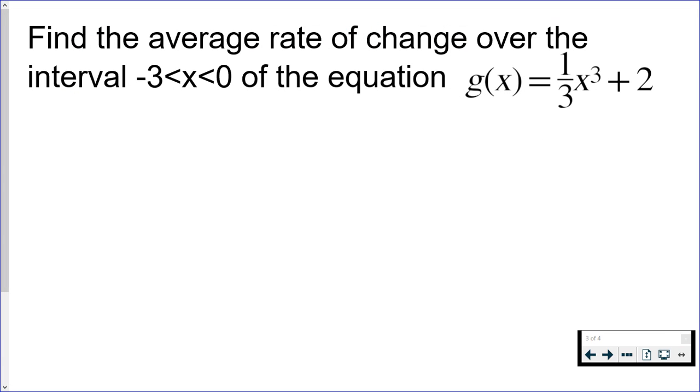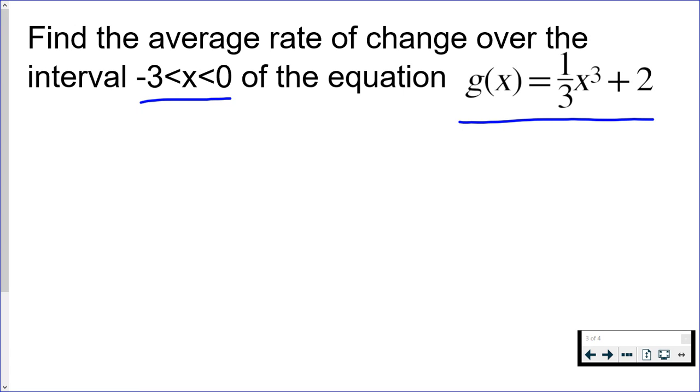Here is the second example that I'm doing where I'm finding the average rate of change over a certain interval. If you are not sure what I'm talking about, I would go back and watch the first example that I did. But here's just an additional example. This time, the interval is -3 to 0. So between the x values of -3 to 0, I'm going to find the average rate of change on this graph or this function, which is a cubic function. I'll show you the graph at the end of the video.